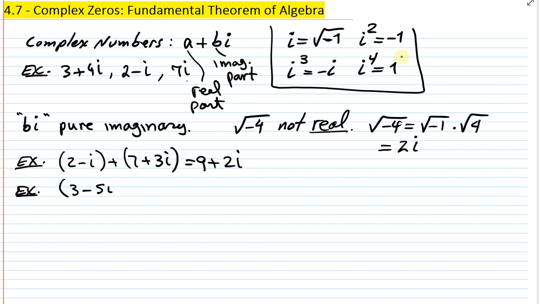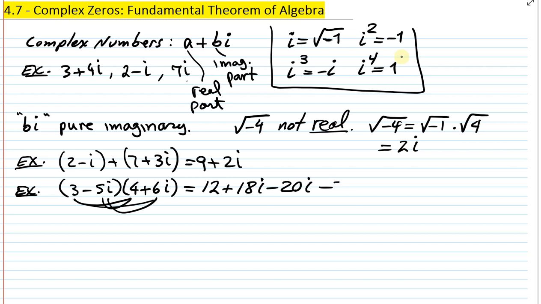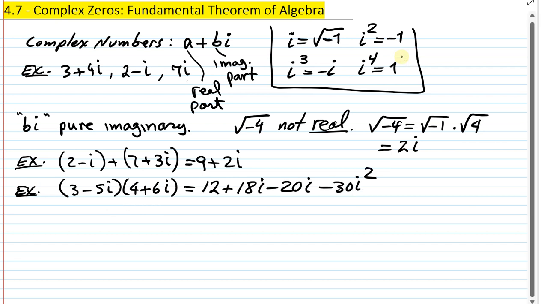Suppose I want to do 3 minus 5i times 4 plus 6i. To multiply them, we FOIL them, correct? So we're going to distribute 3 to 4, we get 12. 3 times 6i is 18i, and then do the same thing with -5i: -20i, and -30i squared. All right, and we have those.